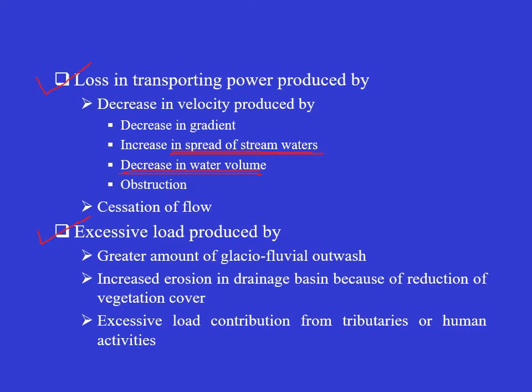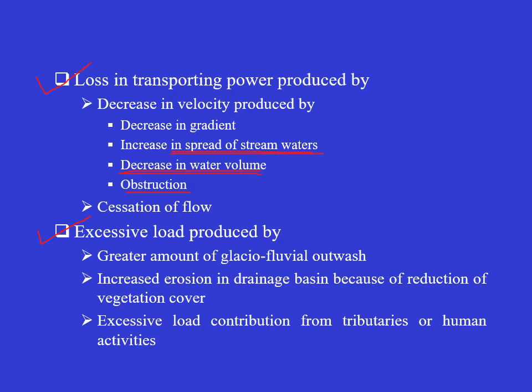And the last one, due to which velocity of water within the channel decreases, is some obstruction. If during the flow path of river water it encounters some amount of obstruction, then also the velocity, at least locally, decreases. And lastly, cessation of flow. That means if the flow path is blocked or somehow the flow becomes ceased, ends, then also the river velocity decreases.